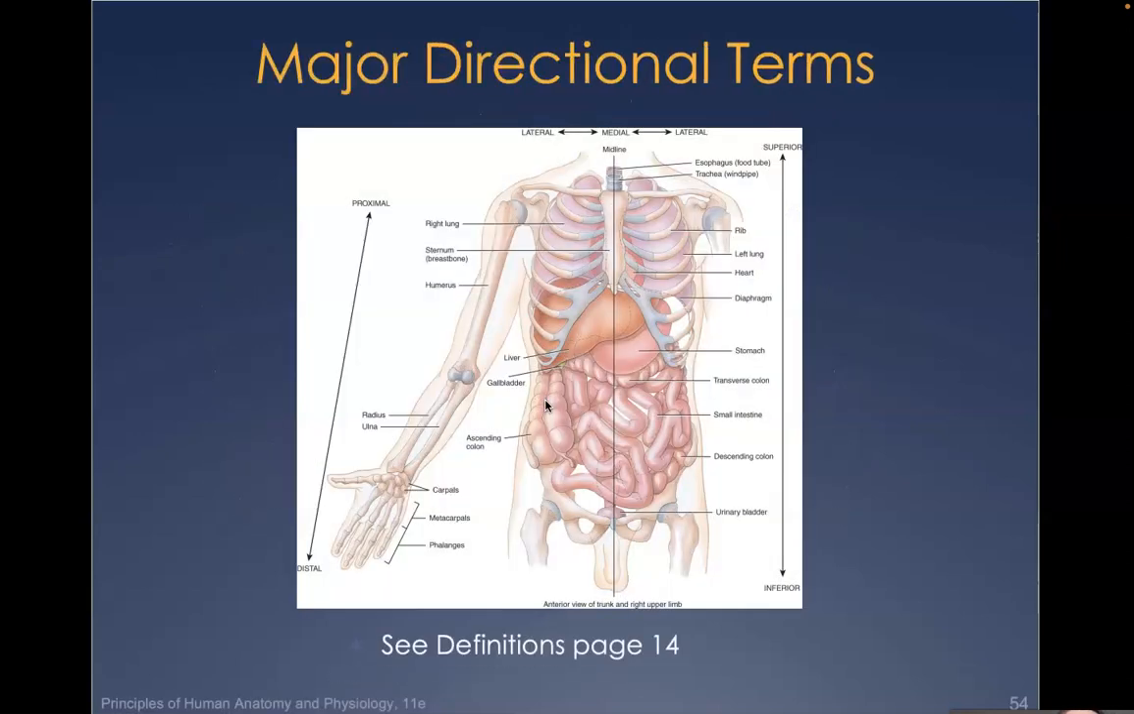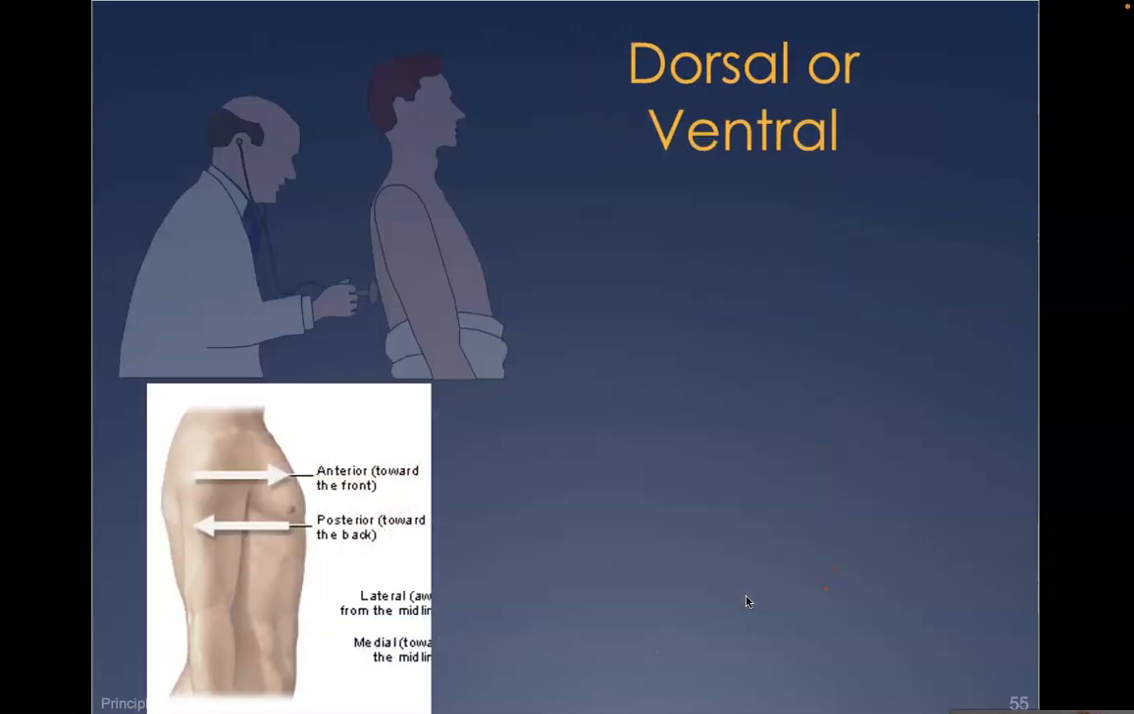So when you are using directional terms, a couple that we're going to use are superior and inferior. You can probably figure these out already, but we're going to go over them. We're going to use proximal and distal when it comes to limbs, and medial and lateral when it comes to the trunk of the body. So again, we'll go over all of these terms now.